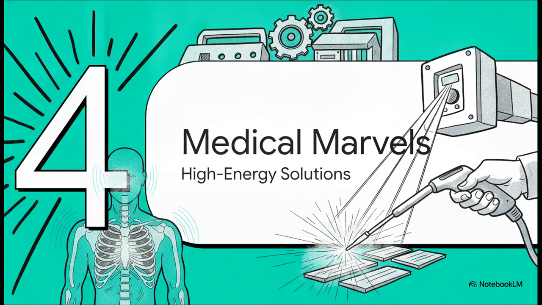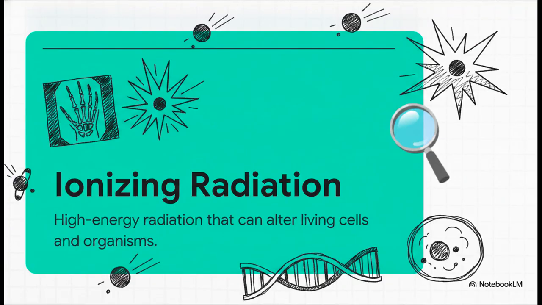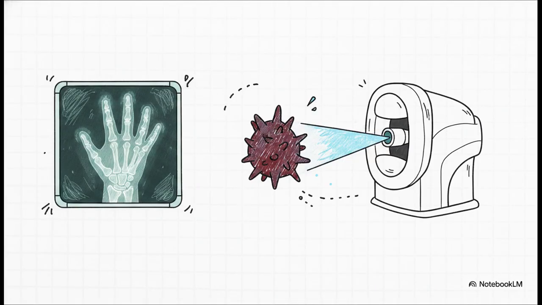Next up, Section 4, Medical and Industrial Marvels. Okay, so here is the dramatic pivot. This is where we have to distinguish between ionizing and non-ionizing radiation. Higher frequency waves, like those X-rays and gamma rays, become what we call ionizing. This means they carry so much energy that they can literally knock electrons right out of atoms. They have enough sheer power to alter living cells. And that is vastly different from the safe, non-ionizing radio waves and microwaves we rely on every day for our cell phones.